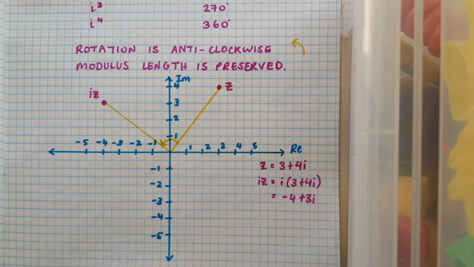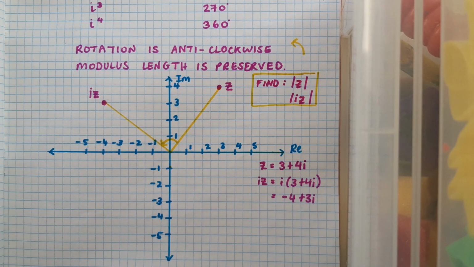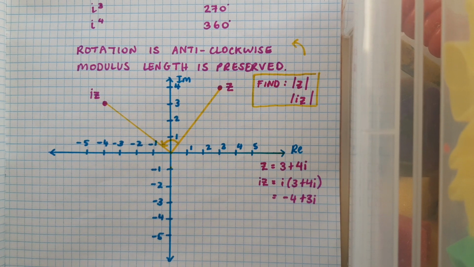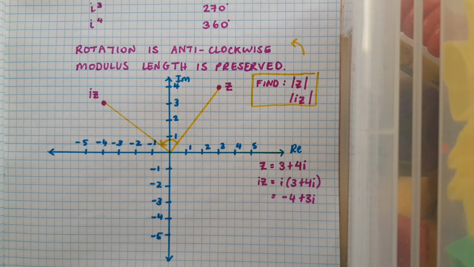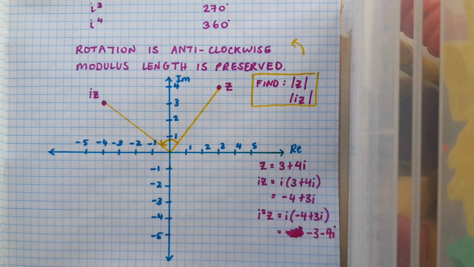Calculate for yourself the modulus of z and the modulus of iz. You should find that they are equal. They're the same distance from the origin. Next I'm going to multiply by i again. So multiplying iz by i means I'm really multiplying z by i squared. So I'm multiplying my last result by i. And when I simplify this, I get minus 3 minus 4i.